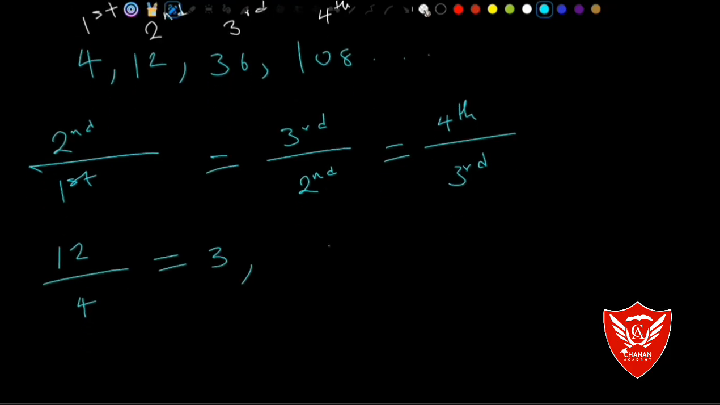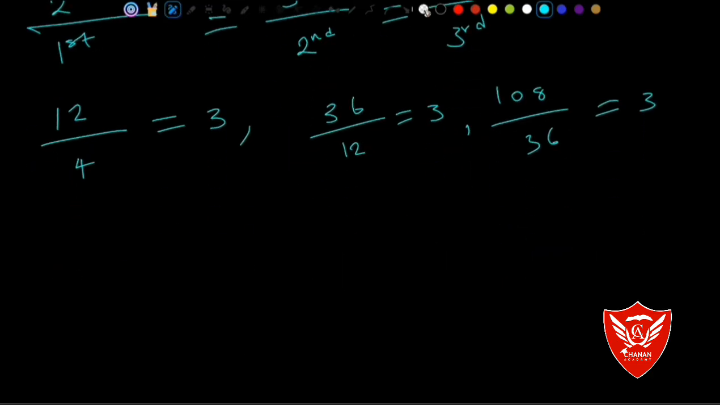So the third term is 36, 36 over 12, which is also equal to 3. The fourth term is 108 over 36, which is also 3. So the common ratio is 3. Alright, so that's the answer. The common ratio is 3.